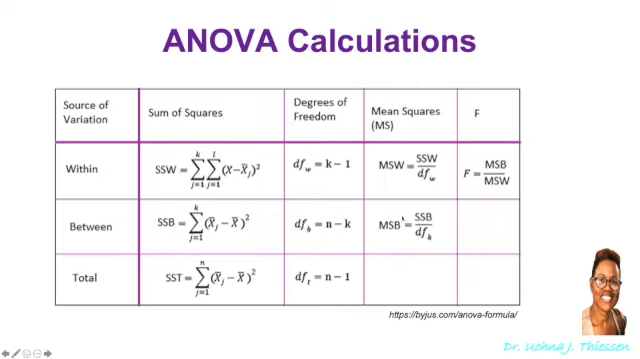So we use those values to calculate the mean squares for within and between. And once we have these two, we can then calculate our F statistic. And based on this value, as determined by the two degrees of freedom, we can estimate the probability of this F statistic. If it's more than 0.05, we would have to accept our null hypothesis. If it's less than 0.05, then and only then can we reject our null hypothesis.